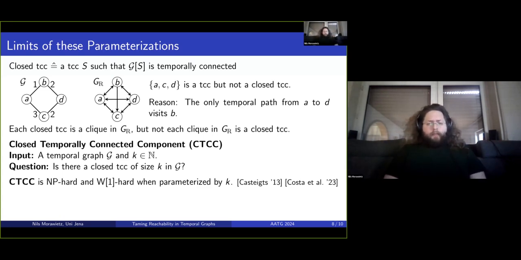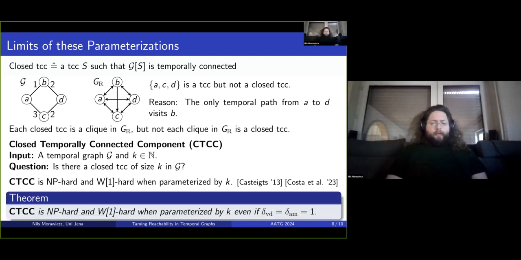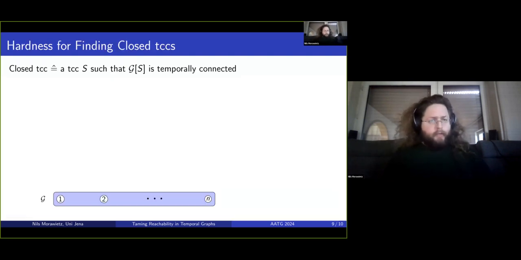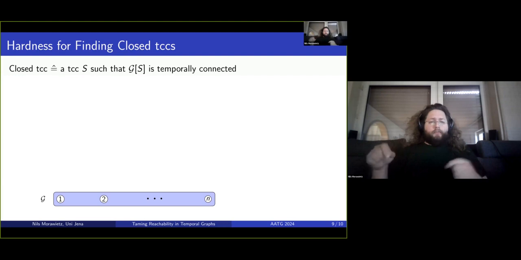And we can essentially exploit this property that not all cliques are closed TCCs by extending the known result and showing that this hardness still holds even if both of our introduced parameters have just value 1. I'll sketch it briefly on the next slide. So recall, for closed TCCs, the only temporal paths connecting them should go through this vertex set.